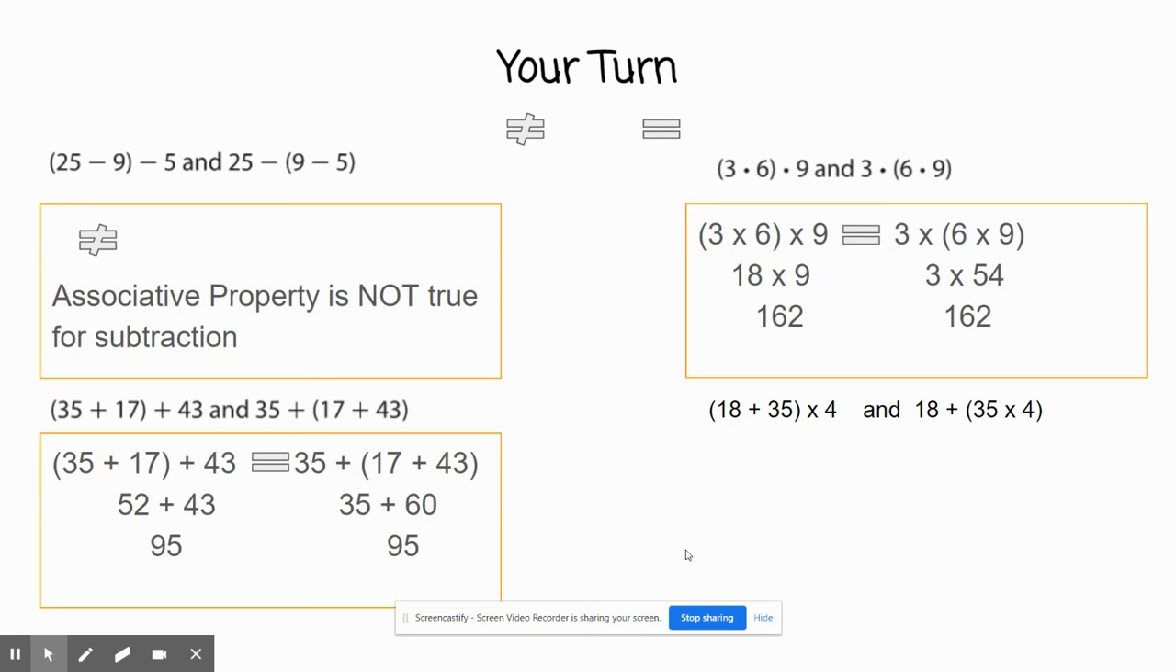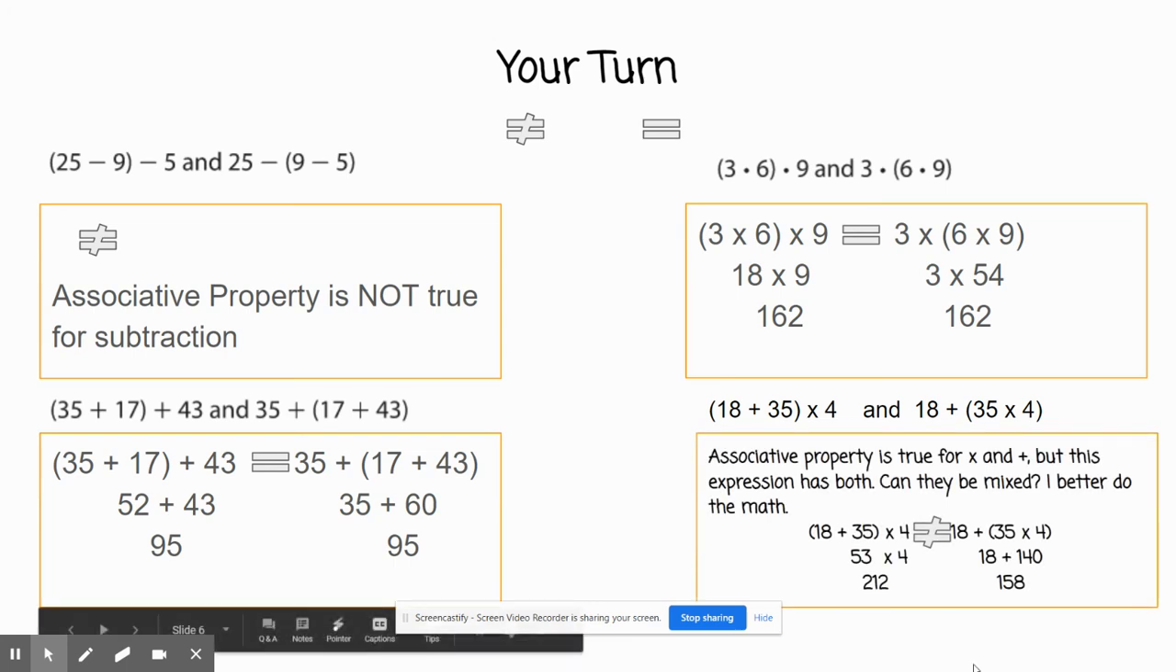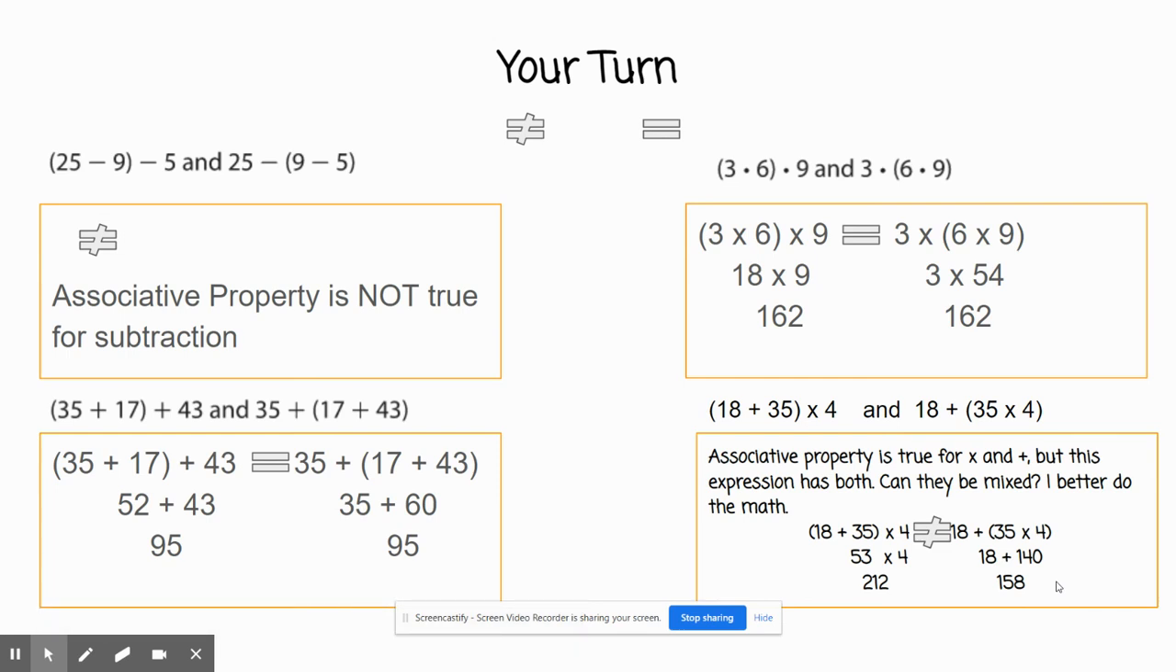I am not sure, right? Are you sure? So let's just simply do the math. And when you do the math, you get 2 completely different answers. And so we know now that those operations cannot be mixed. But you can see how doing the math often will be the surest way to know whether expressions are equivalent or not. So good job.